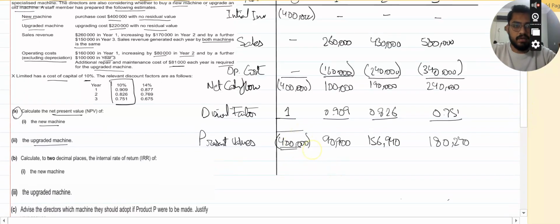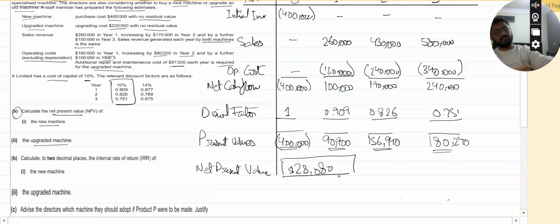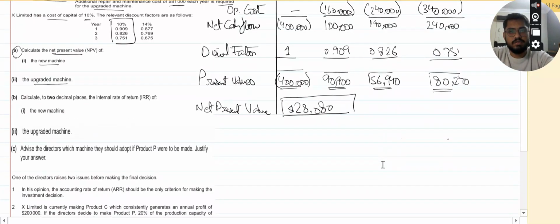Finally, we have to calculate the net present value. For net present value, we will simply add all of these numbers that we have calculated. So the net present value should be minus 400,000 plus 90,900 plus 156,940 plus 180,240. So the net present value over here is $28,080. I hope you are able to understand this part. Let's move on to the second part.